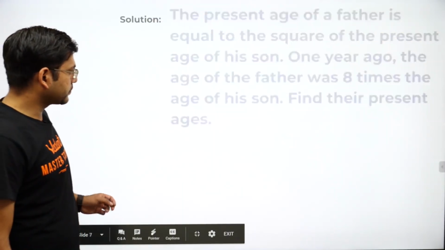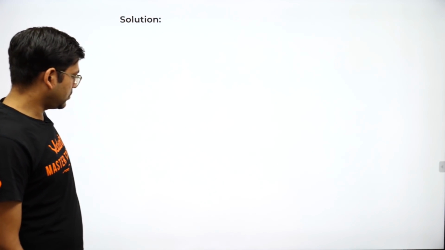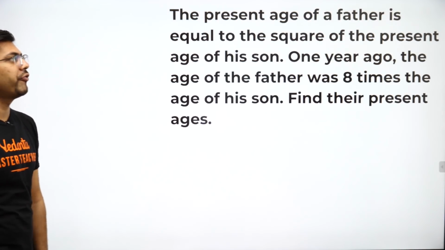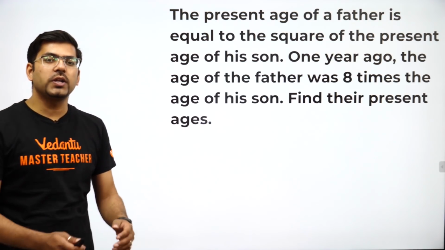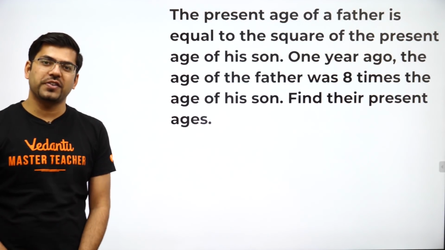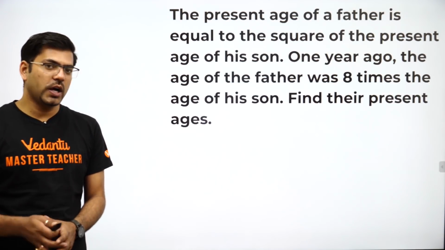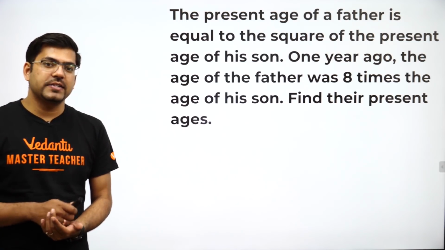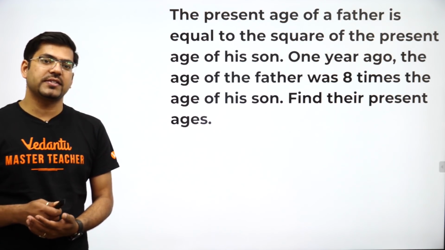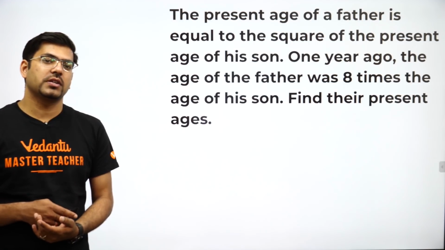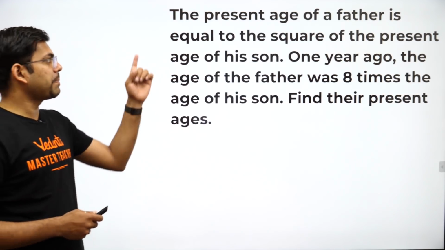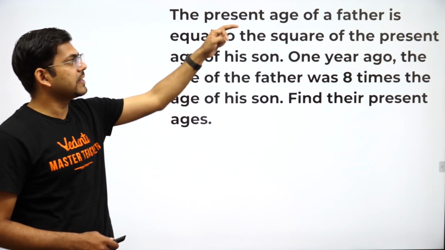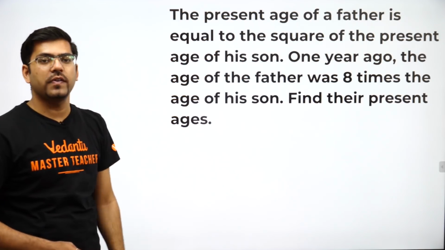Next would be, okay, so the question is: the present age of father is equal to the square of the present age of his son. 1 year ago, the age of father was 8 times the age of his son. Find their present ages. Now, if it is saying the present age of father is equal to the square of the present age of son, it means father's age is dependent on the age of son.